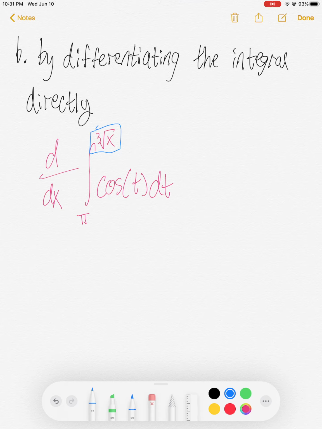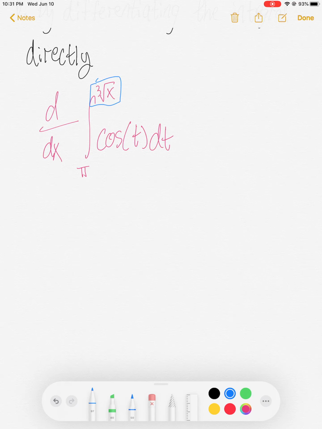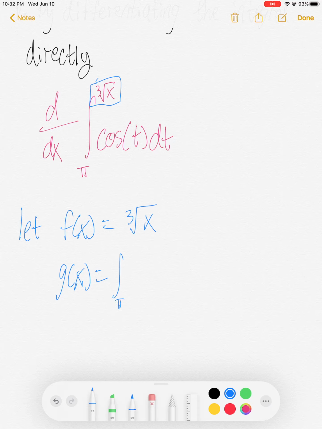So what we want to do in this case, we are going to notice, first of all, that this is the composite of two functions. What we notice is that if this upper bound were just an x, then the fundamental theorem of calculus would make this nice and easy. However, because it is the cubed root of x, this is actually a composition of two functions. So let me do this. Let f of x equal the cubed root of x.